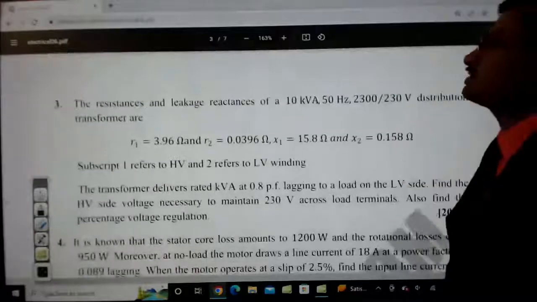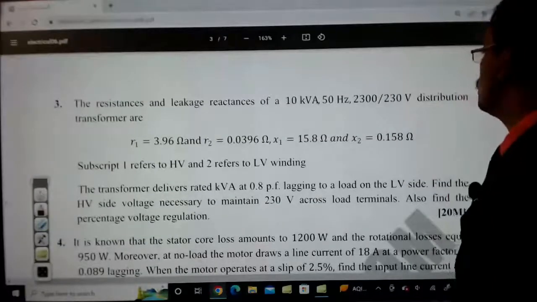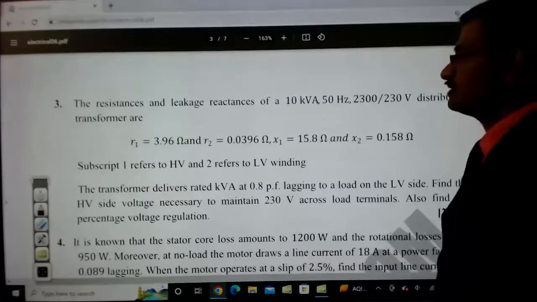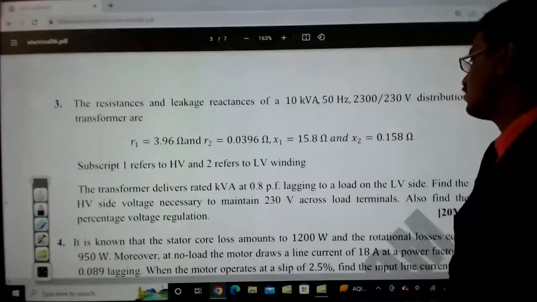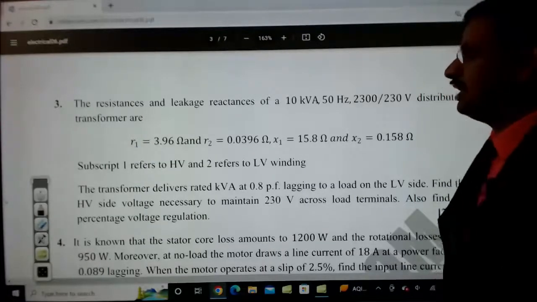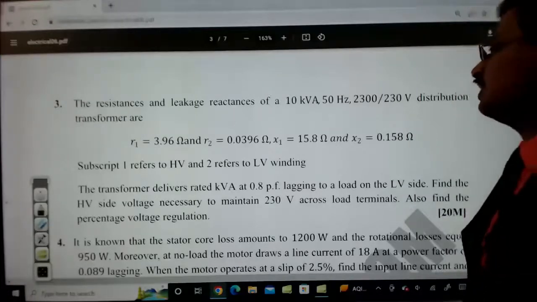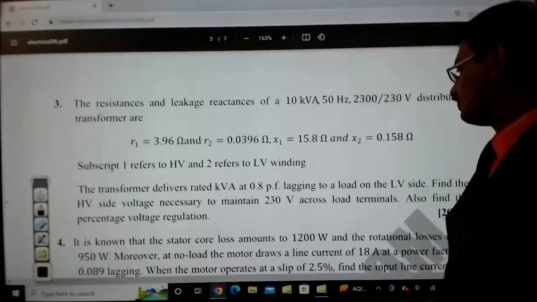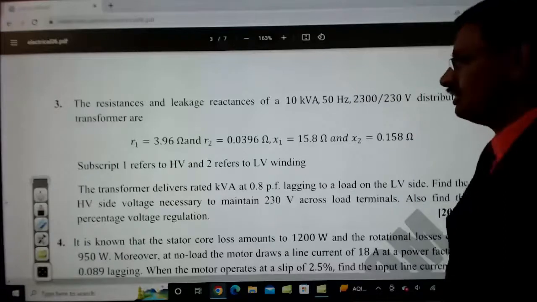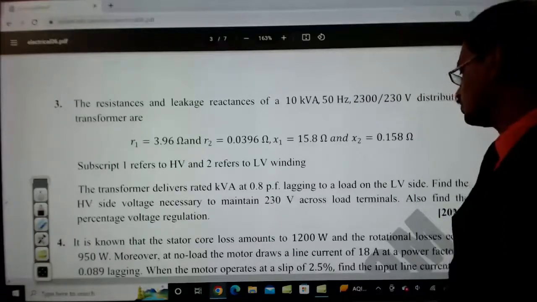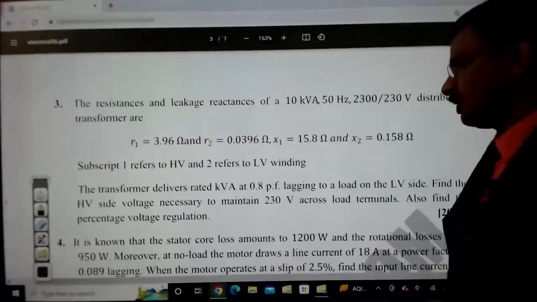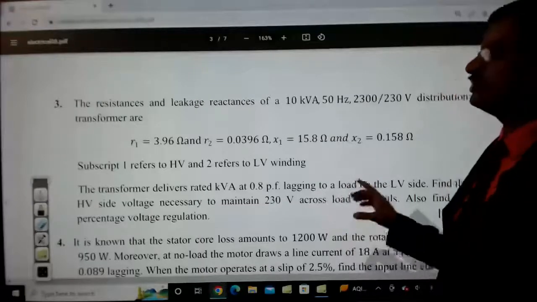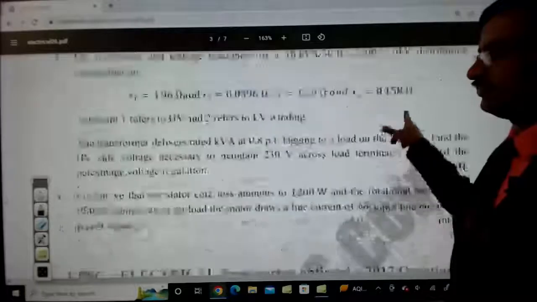And the second one is the resistance and leakage reactance of a 10 kVA, 50 Hz, 2300/230 volts distribution transformer: R1 equals 3.96, R2 is 0.0396, X1 is 15.8 ohms and X2 is 0.158, where subscript 1 refers to the HV side and subscript 2 refers to the LV side. The transformer delivers rated kVA at 0.8 power factor lagging to a load on the LV side. Find the HV side voltage necessary to maintain 230 volts across load terminals. Also find the percentage voltage regulation. Voltage regulation, as I said earlier, the same concept will be used here. This is a standard question from transformers.